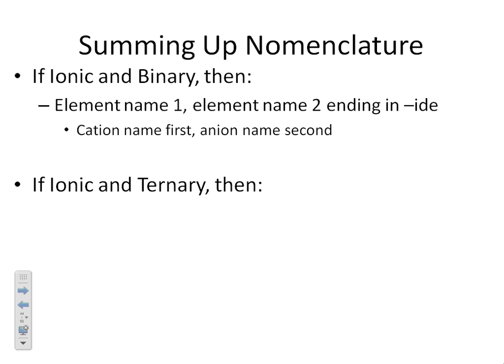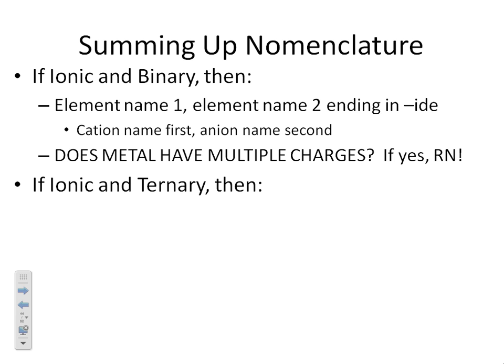We will always, always, always put the cation first. Your positive ion will come first. That's the metal. Metals have positive charges. The anion name will come second. That's the nonmetal. Nonmetals have negative charges. So it's always going to be metal followed by nonmetal. It's never going to be the opposite way around.